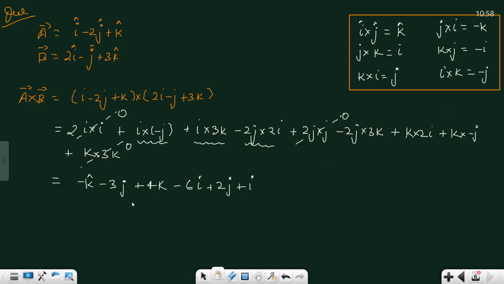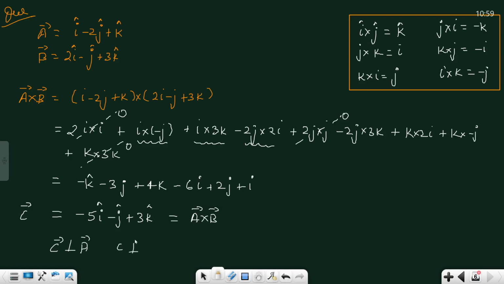But this will consume so much time. When you add up all the i's, you get minus 5i, and for j it's minus j, and for k, I think it's 3k. Is it clear? So this is the final answer. This is the C vector, A cross B. This is the new vector formed by the cross product of A cross B, and this C vector is perpendicular to both of them.